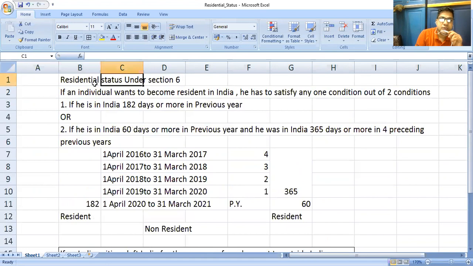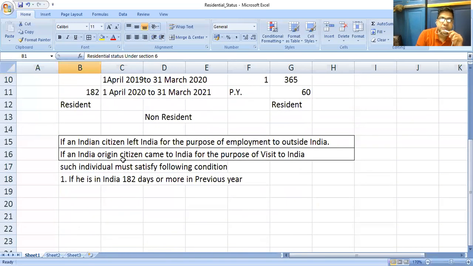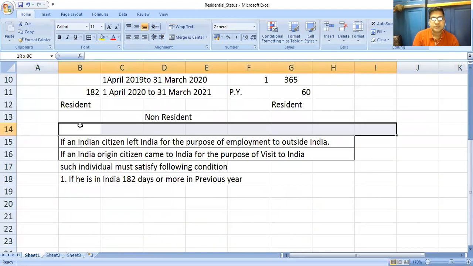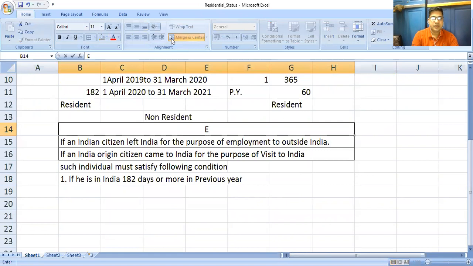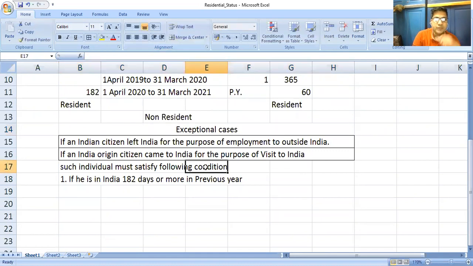For our general public, meaning the Indian public, he can satisfy any one condition out of two conditions. But this particular exceptional category, these persons are called exceptional category persons. Exceptional cases: there are two exceptional cases. First, if an individual left India for the purpose of employment, or if an Indian origin citizen came to India for the purpose of a visit, such an individual must satisfy the following condition. The condition is if he is in India 182 days or more in the previous year.